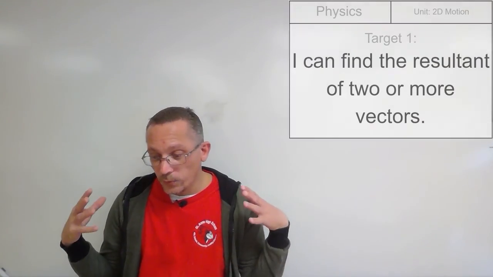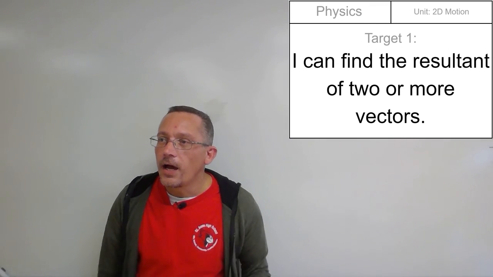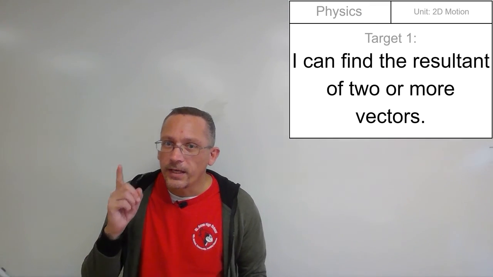All right, so that should get us a step closer to being able to find the resultant or the vector sum of two vectors. Like I mentioned, next time we'll do it algebraically. This time we did it graphically. Next time we'll do it algebraically. So finding the resultant of two vectors.